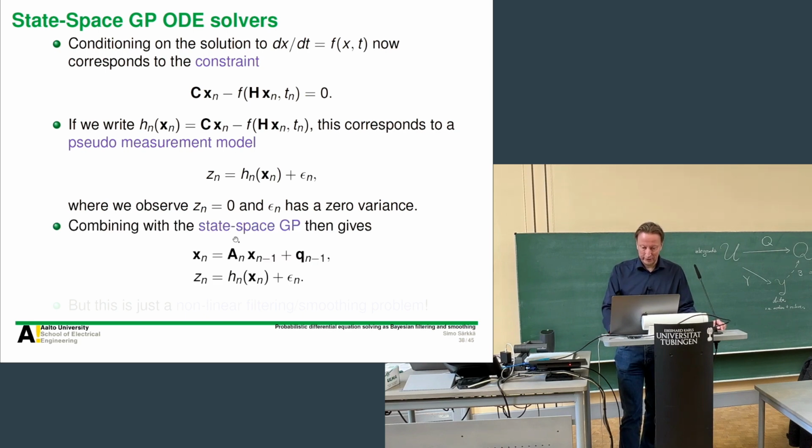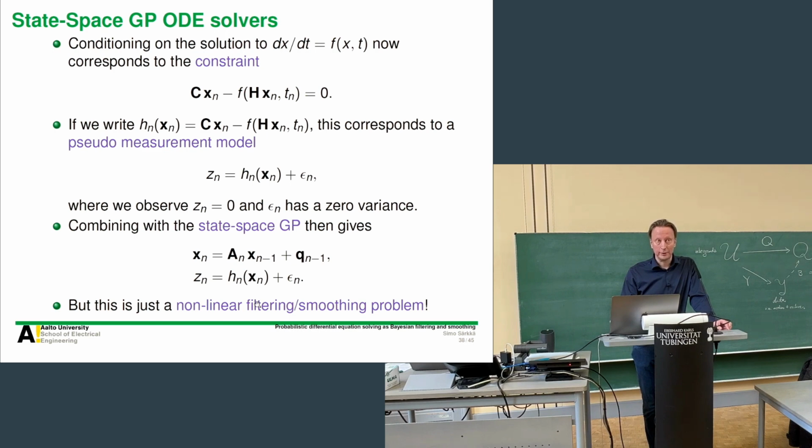And so this is the joint state space model actually. That's the dynamics. These dynamics are encoding the Gaussian process, or they are a representation of the Gaussian process in that state space form. And then this pseudo measurement model is this one, which is just making the constraint into the form of a pseudo measurement model where we observe Z equal to 0. But this is just a filtering and smoothing problem. So now we have the toolbox of filters and smoothers to use. And that's the full story actually.